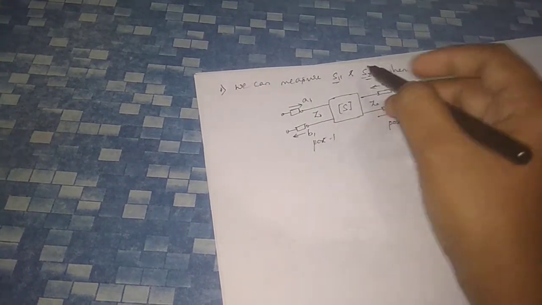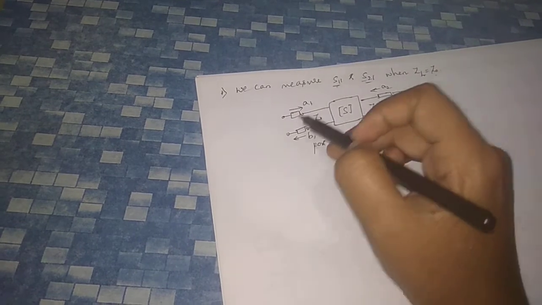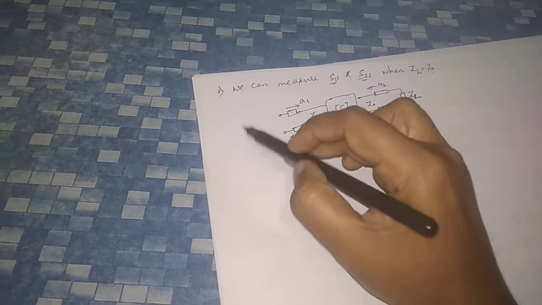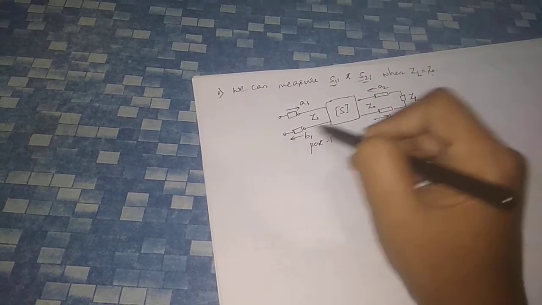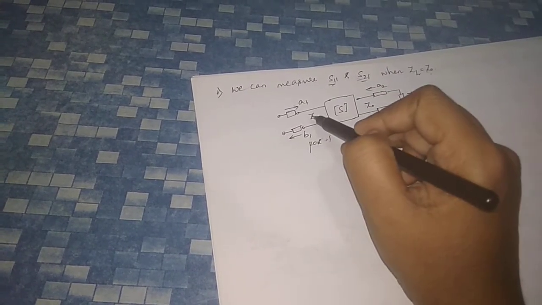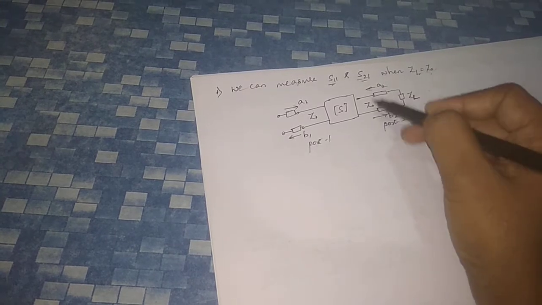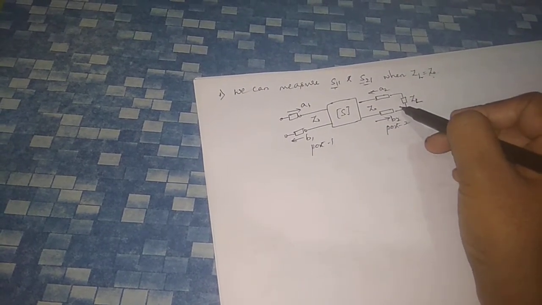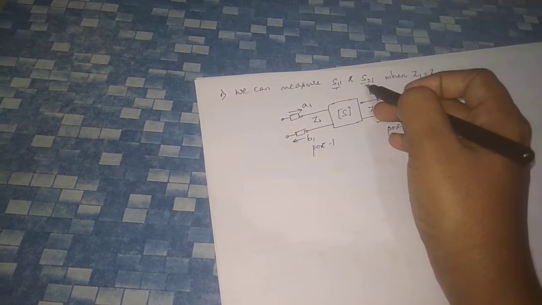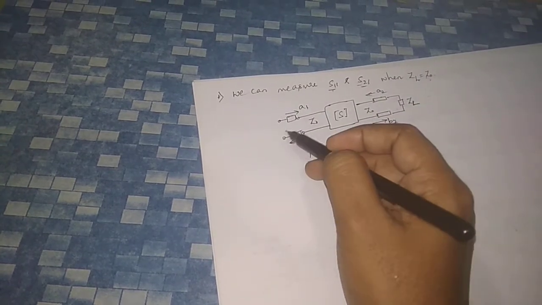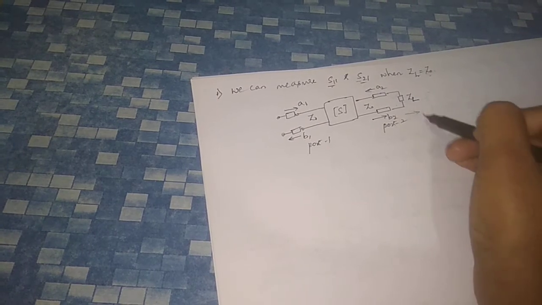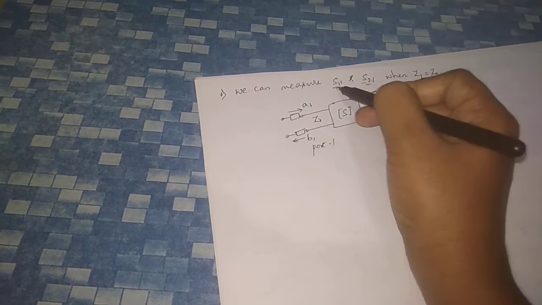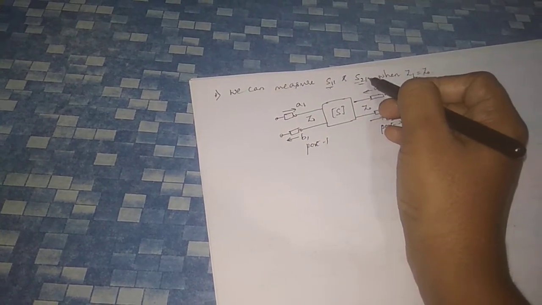If you want to measure S11, we have to inject the signal at port 1 and measure its reflected signal at port 1 itself. No signal is injected at port 2. To measure S21, we inject the signal at port 1 and measure the resulting signal power leaving port 2. That is how we measure S11 and S21.